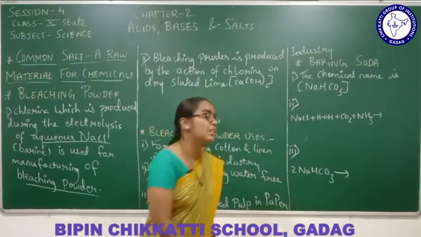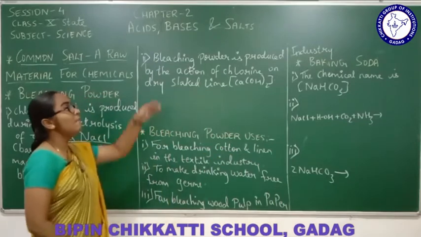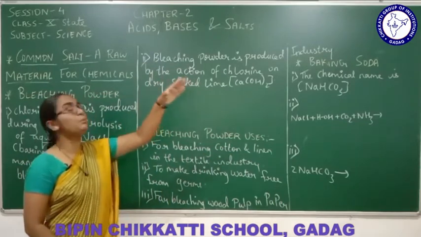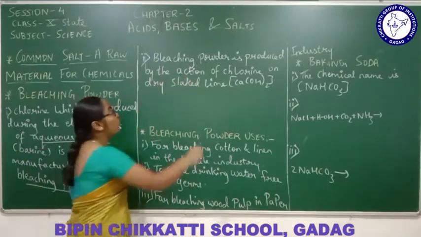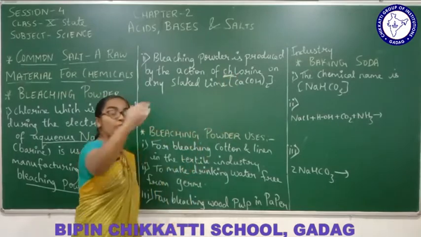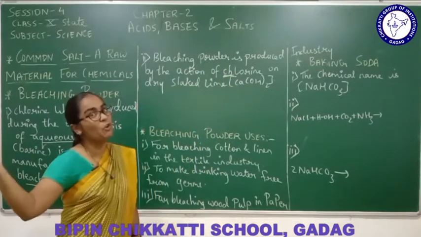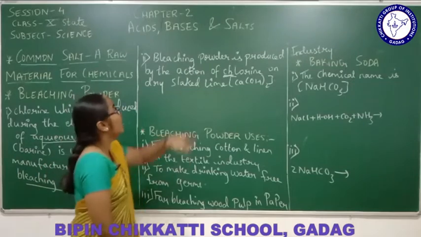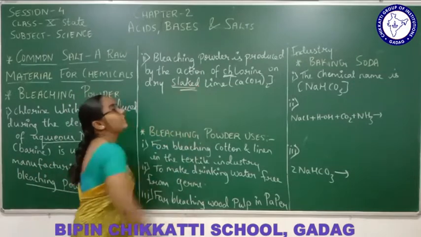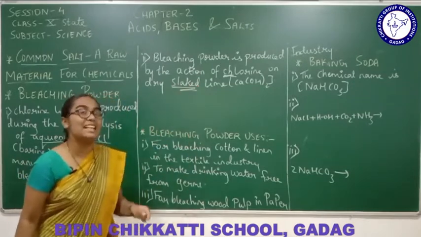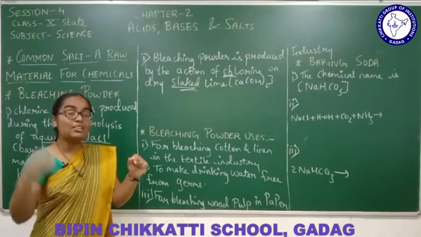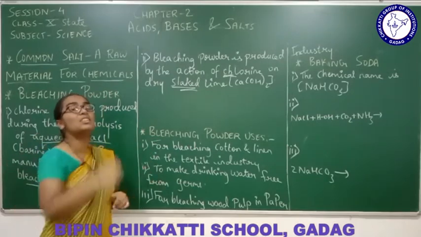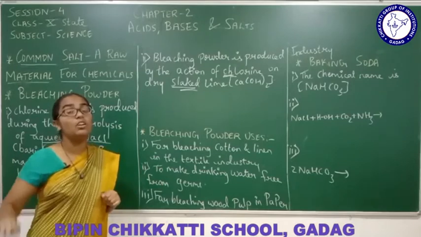That is one statement. Now the second statement is that bleaching powder is produced by the action of chlorine on slaked lime. From where are we getting that chlorine? Chlorine was formed from the electrolysis process. Slaked lime, as I said, is nothing but calcium hydroxide. So that chlorine gas will pass through the slaked lime to form bleaching powder.